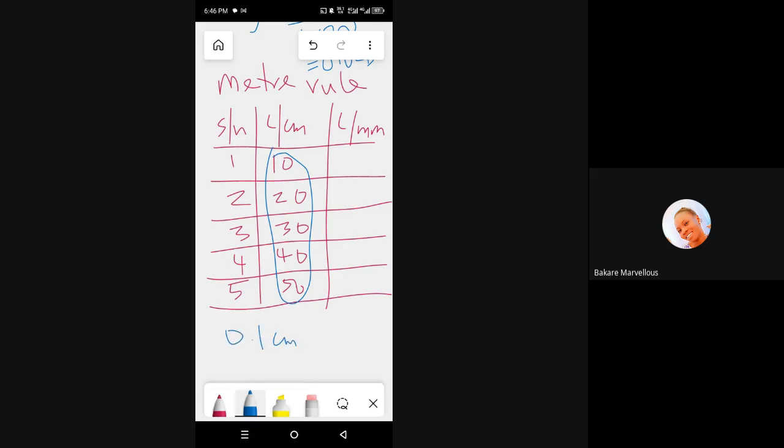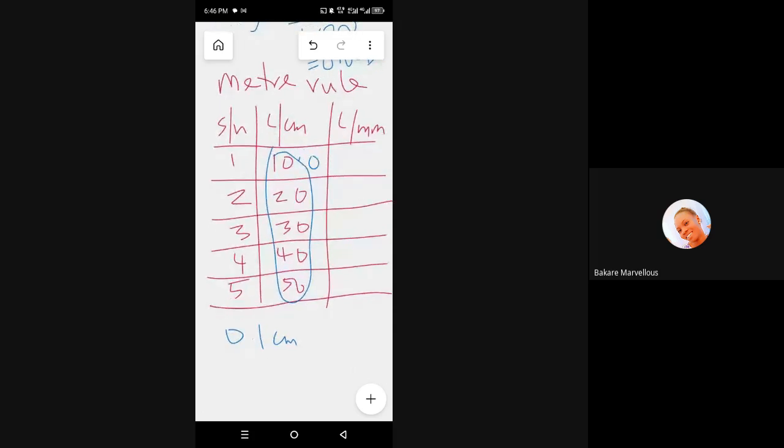So my answer should carry 10.0, 20.0, 30.0, 40.0, 50.0. That shows that I have taken the reading to the nearest 0.1 cm. Should I say that again? Gotten, sir. Now, for the millimeter, what will be the answer for number 1?